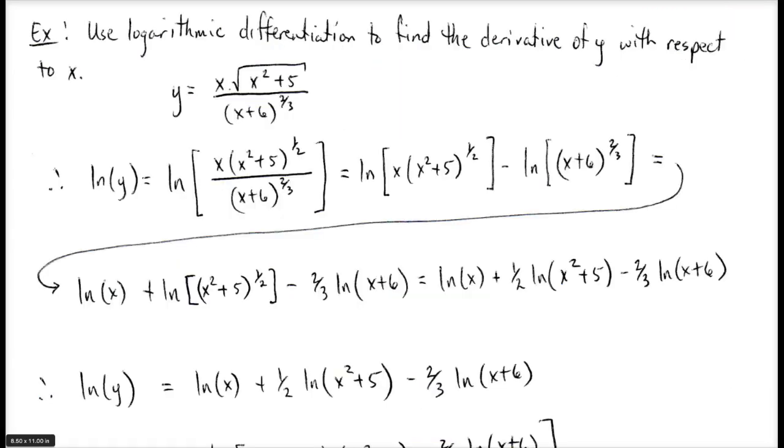And so for our last example, this one I have worked out, but you see that we have a lot going on with it. And we're asked to take the derivative of y is equal to x times square root of x squared plus 5, all that over x plus 6 raised to the 2/3 power.